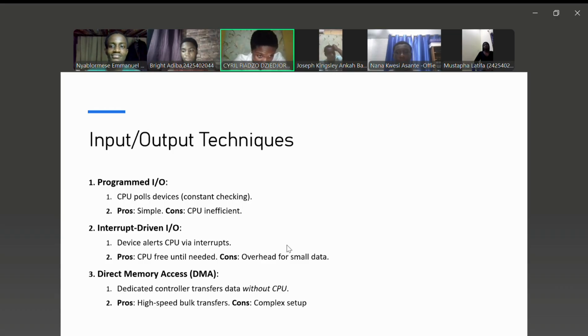Thirdly, I have direct memory access, that's DMA. A dedicated controller transfers data without the CPU. The pros: high speed bulk transfers. And the cons: complex setup. Thank you.